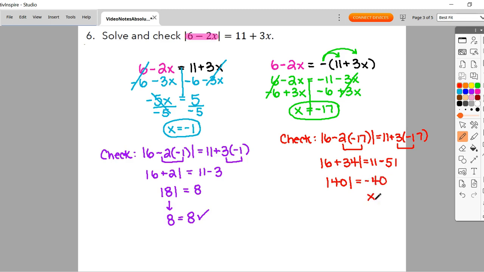And remember, we talked about that it's a distance, so it can never be negative, making this a false statement. That's going to be our case of extraneous, so I'm not going to circle this as a possible answer. It is just an extraneous answer. So my only value of x that would work this time is going to be -1. -17 is extraneous.